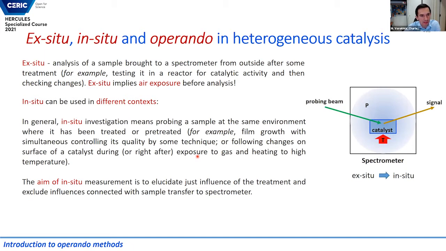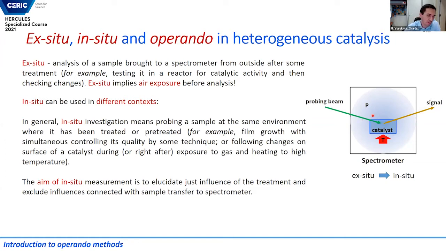In situ can be understood in different ways. In general, in situ means that you probe the sample in the same environment where it has been treated or pre-treated. In the case of catalysis, you expose it to some gas pressure, and then in the same environment you can measure it. Or sometimes you can measure it not directly in the presence of the gas, but just after it. So you treat the sample and then you measure.